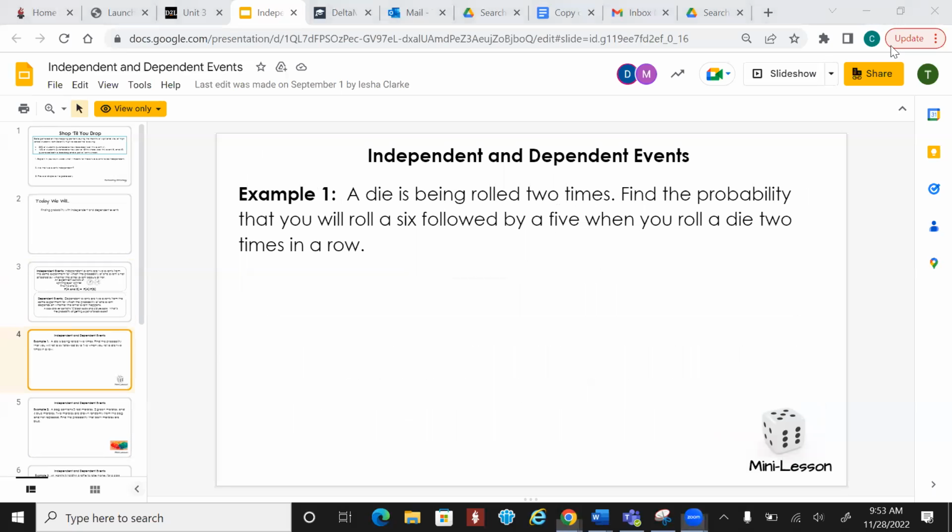Okay, so go ahead and look at the example. Okay, all right. So, yes, ma'am. Okay, I'm debating whether or not.